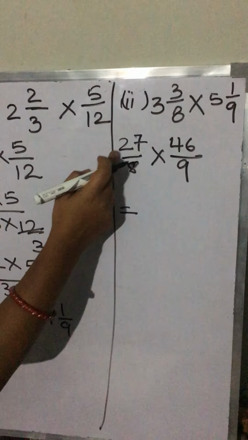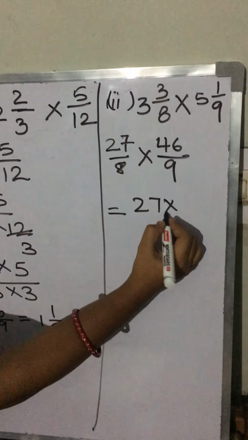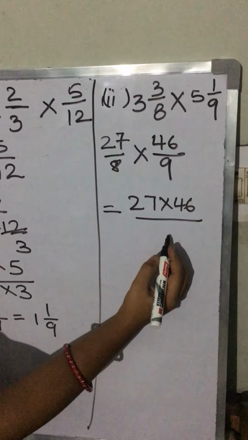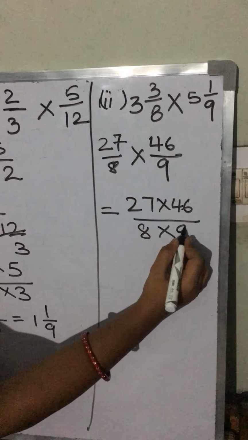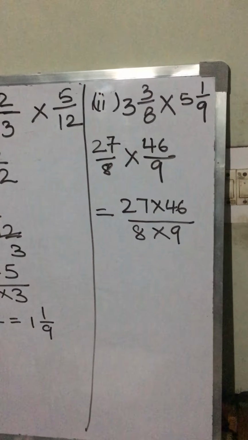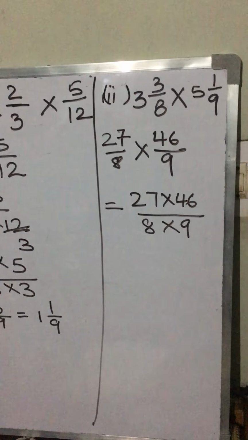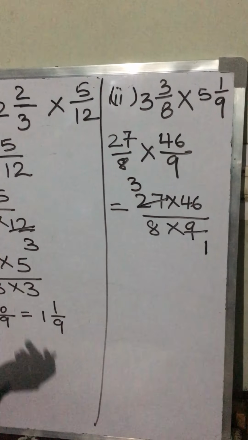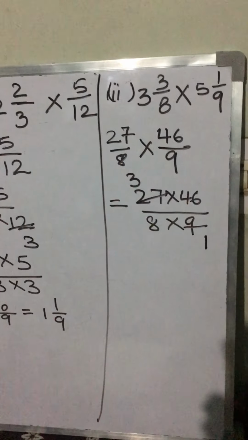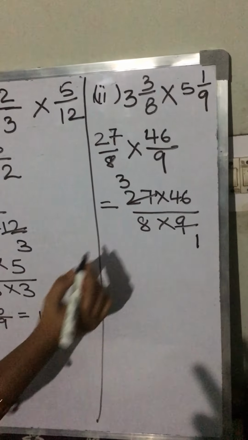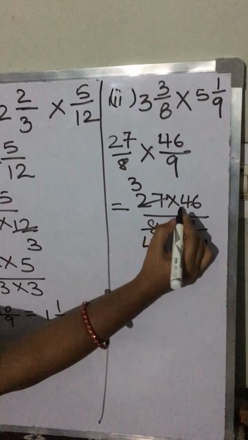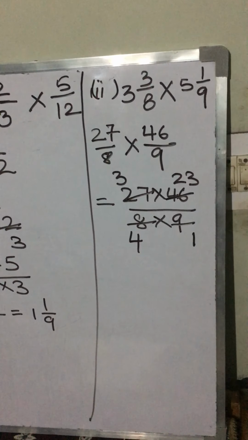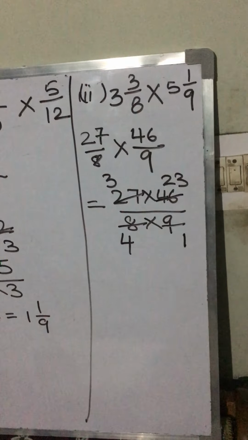Now multiply numerator by numerator and denominator by denominator. 8 into 9. Now can you cut any of the numbers up and down? Yes, we can cut. 9 1 is 9, 9 3s are 27 directly. Now 8 and 46 both come in the table of 2. Yes. So 2 4s are 8, 2 23s are 46. Now 23 is a prime number. Now if no number is divisible, you cannot simplify it more.